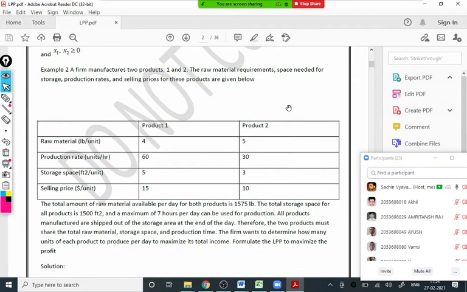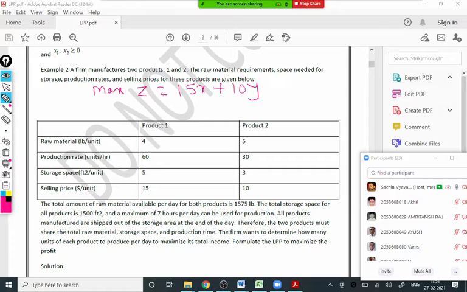Yes, anyone? Example 2 is on the screen. I want here the objective function and the constraints. The question is to formulate the LPP to maximize the profit. Okay. So what should be the objective function? 15x plus 10y. Very good. 15x plus 10y.